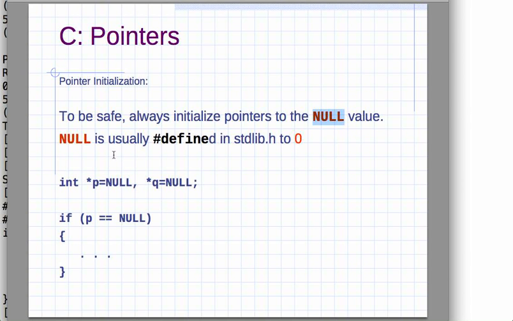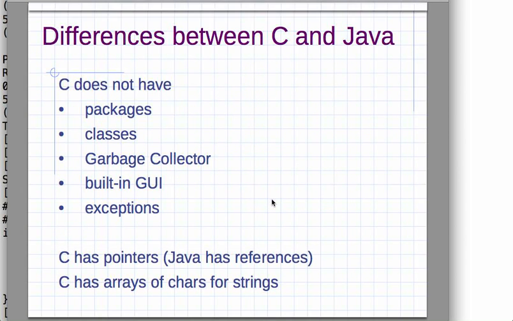The other thing to note is that if you want to use null, you have to have that pound include to include stdlib.h as well. Otherwise, you might just get a warning. It'll probably still work.